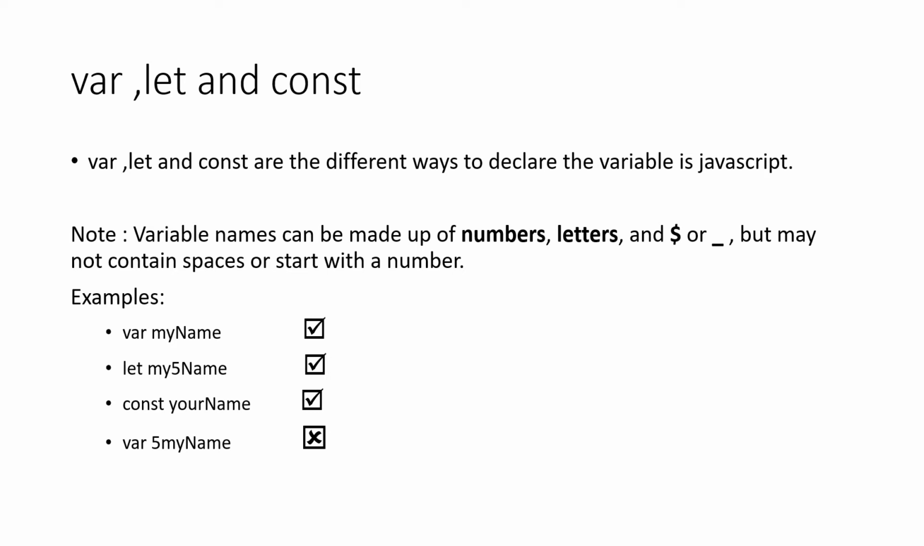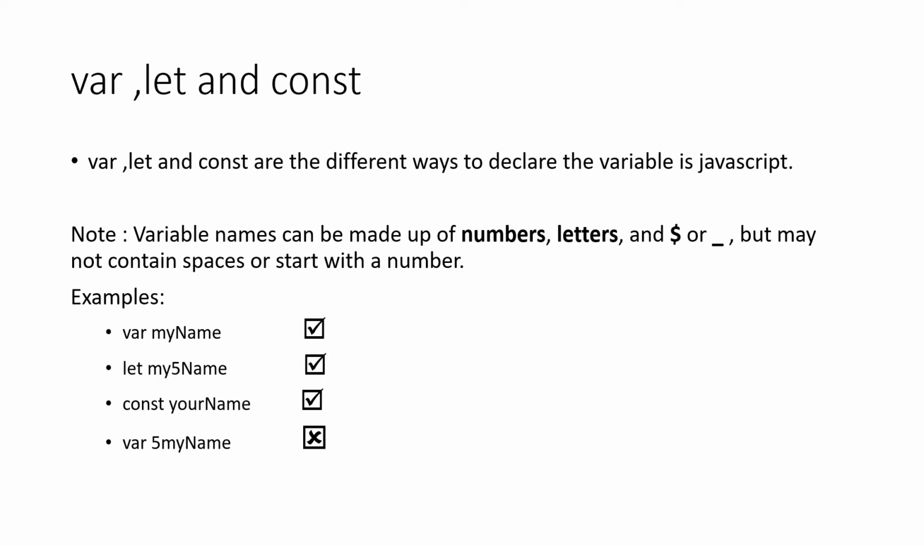So in this slide we are going to see that there are three types with which we can declare a variable in JavaScript, that is var, let, and const. And if we declare a variable using var, let, and const, there are some rules which we must follow. The variable name can be made up of numbers, letters, a dollar sign, or even an underscore, but it cannot contain a space or start with a number.